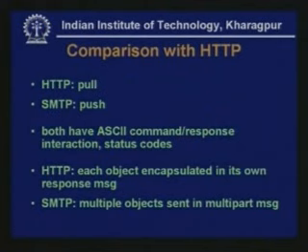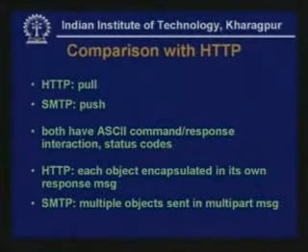And comparing it with HTTP, HTTP is a pull kind of protocol. That means the client, the user, makes a request and pulls the content, whereas here the content is pushed from the sender to the receiver. Both have ASCII command response interaction and status codes. In HTTP, each object is encapsulated in its own response message. In SMTP, multiple objects are sent in a multi-part message. So actually you can send a multi-part message. This is where all the attachments etc. to a mail come in.